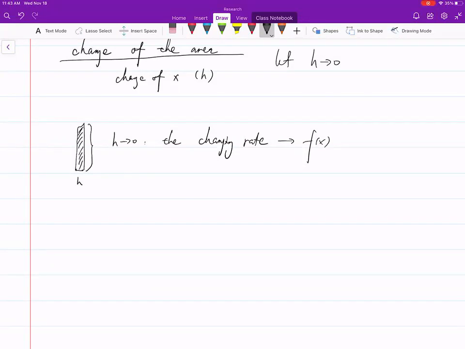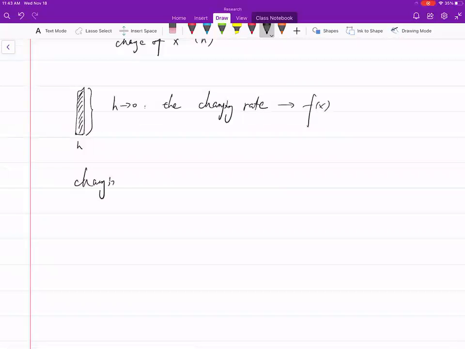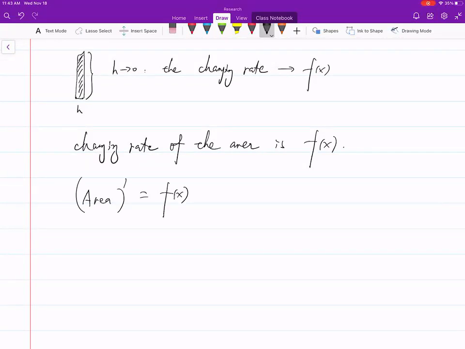Good so far? Cool. What did we just write down? We wrote down the changing rate. The changing rate is f(x). The changing rate of what? Of the area is f(x). What do you mean by that? That means the derivative of the area is f(x). Good so far? If the derivative of the area is f(x), what is the area? We're looking for the area, right? The area will be the antiderivative of f(x). Period. Does that make sense here?